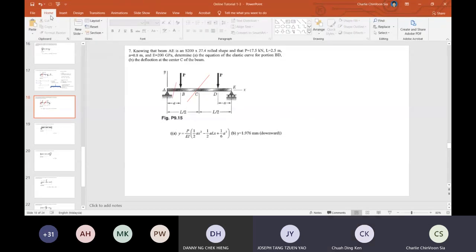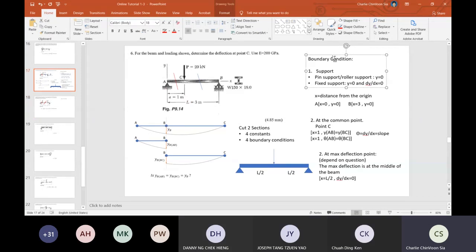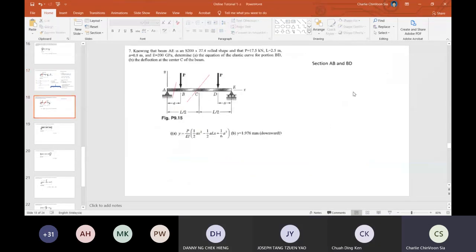Okay, so now for this case, we will need to cut section AB and BD, two sections, right? We need to consider two sections. Yes. Okay, so for AB and BD, because we cut two sections, we need 4 boundary conditions, right? The hardest part, right? So I copy this one first. Okay, so back to here.